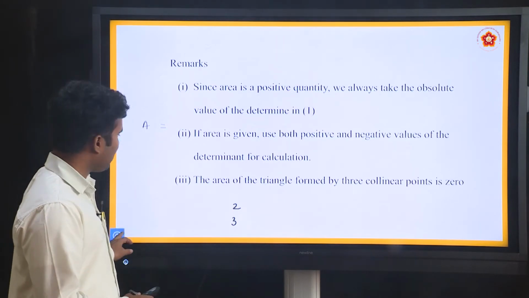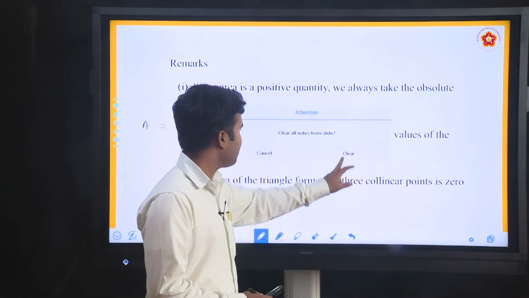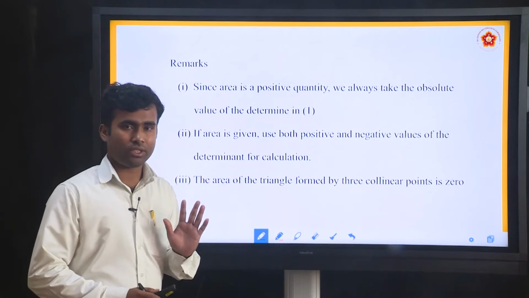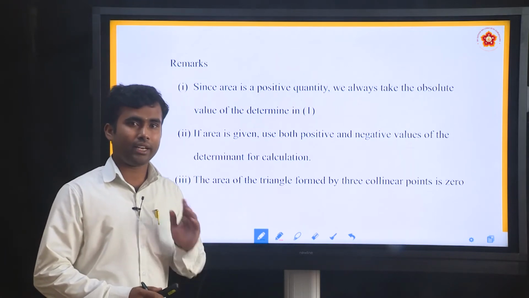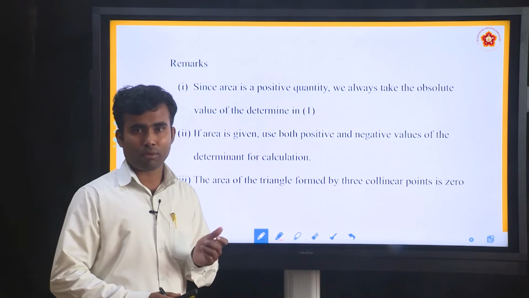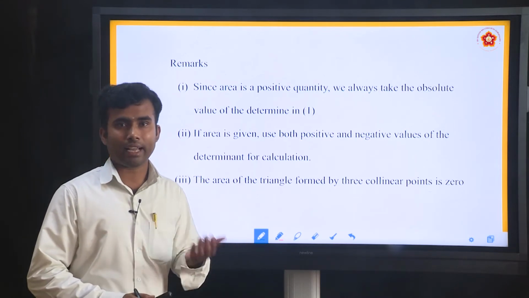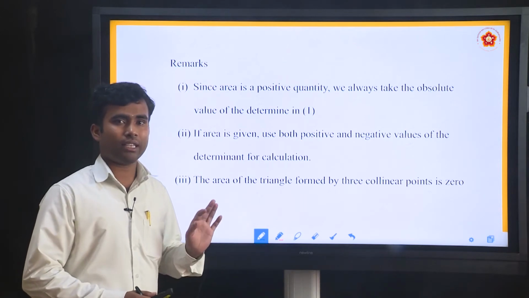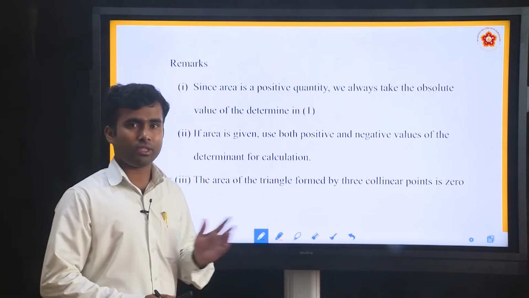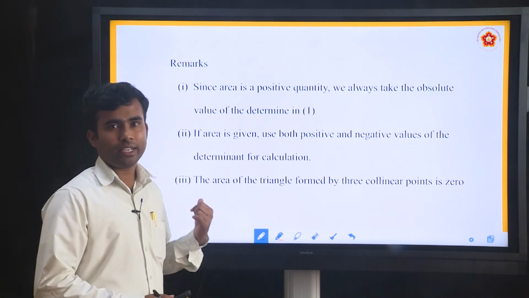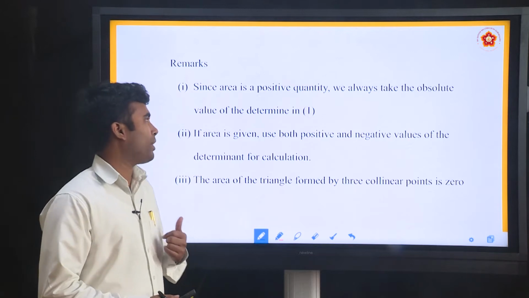See, some of the remarks we have to see here. Since the area is positive, even if you get a negative value after finding area of a triangle using the determinants formula, if suppose you get the area as negative, then you can consider it as positive, since we can't measure the area as negative numbers. So, that you should take as a positive quantity.